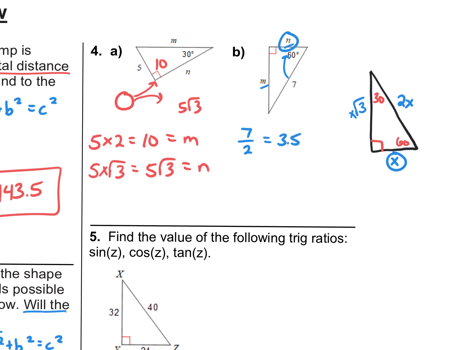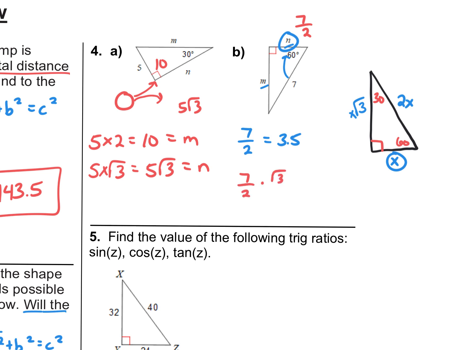So on the test, if you leave it as a decimal, that's fine, as long as your radical's not in a decimal. So for N, we get 7 over 2 or 3.5. How do I find M then? It's times square root of 3. So I take 7 over 2 or 3.5 times square root of 3.